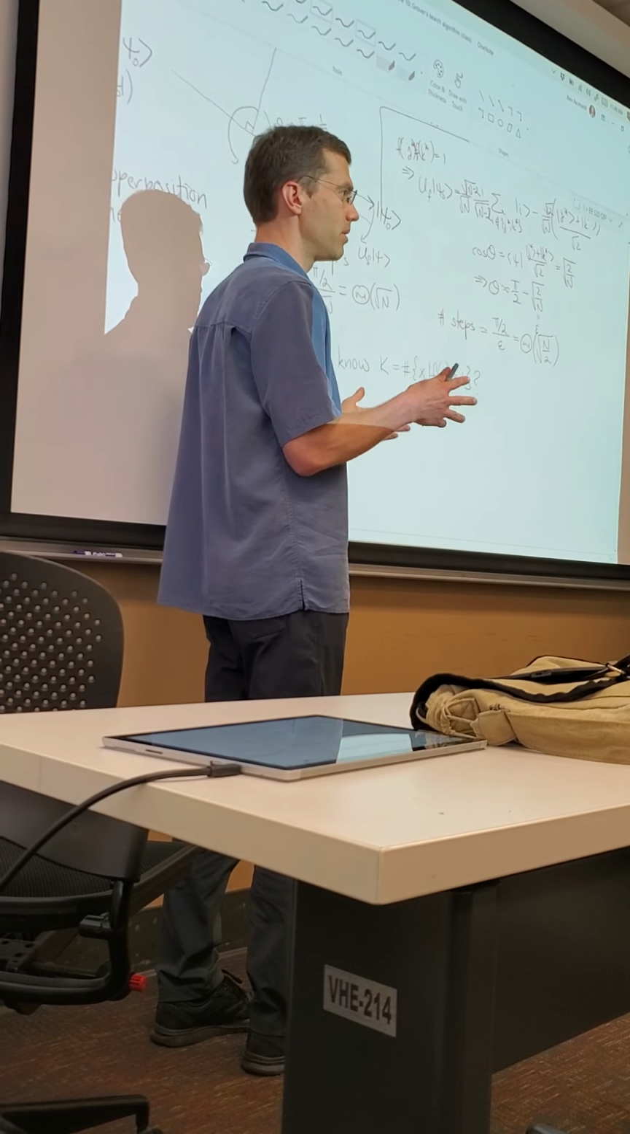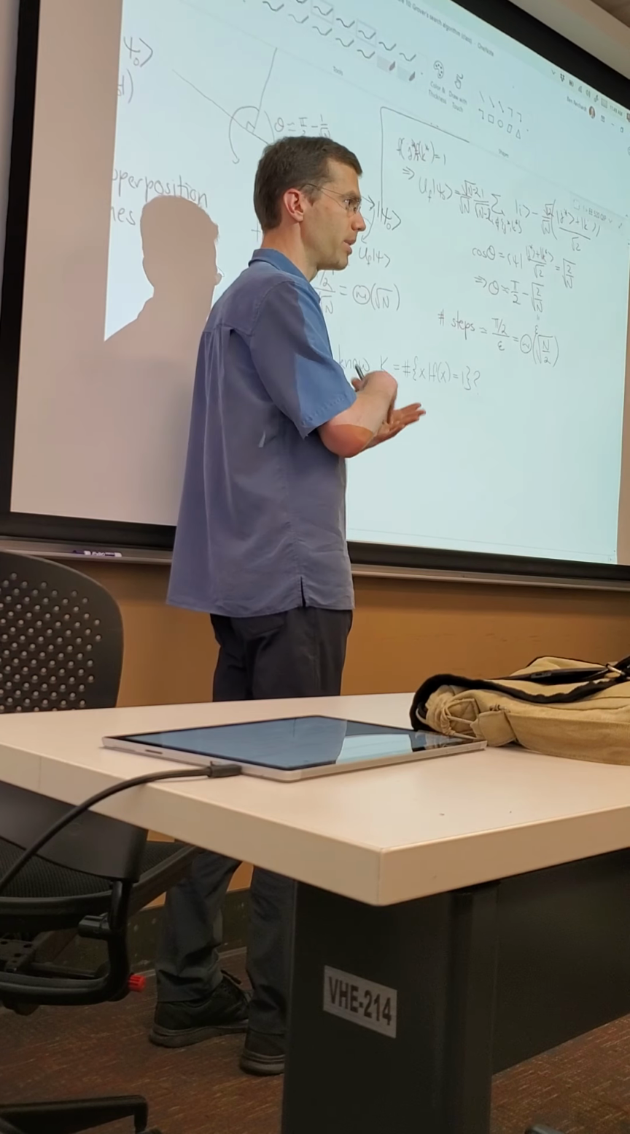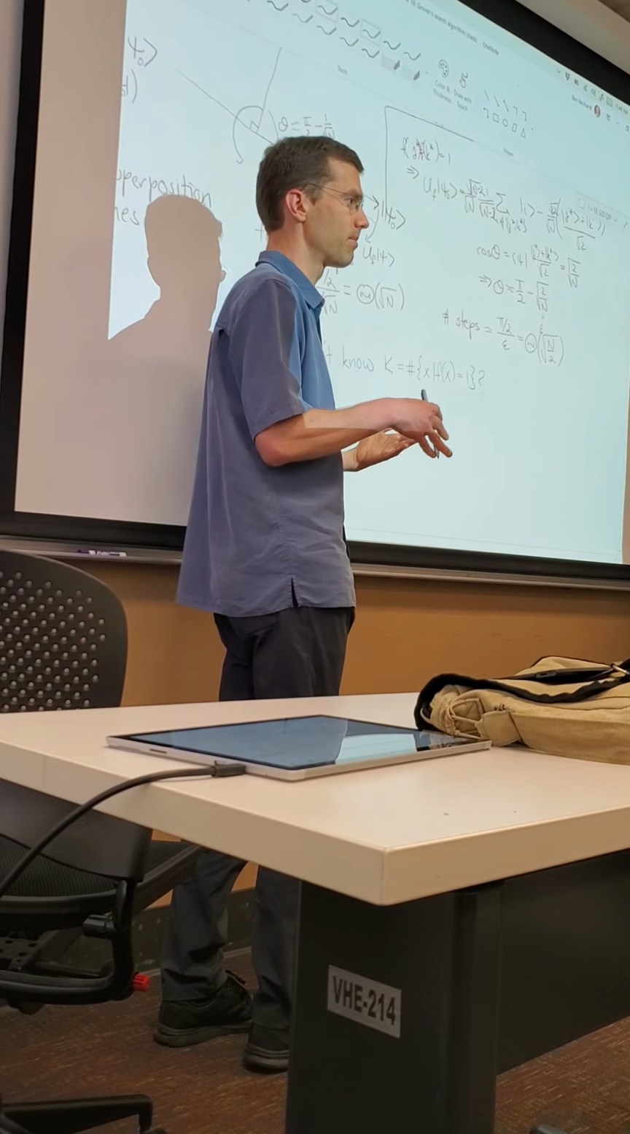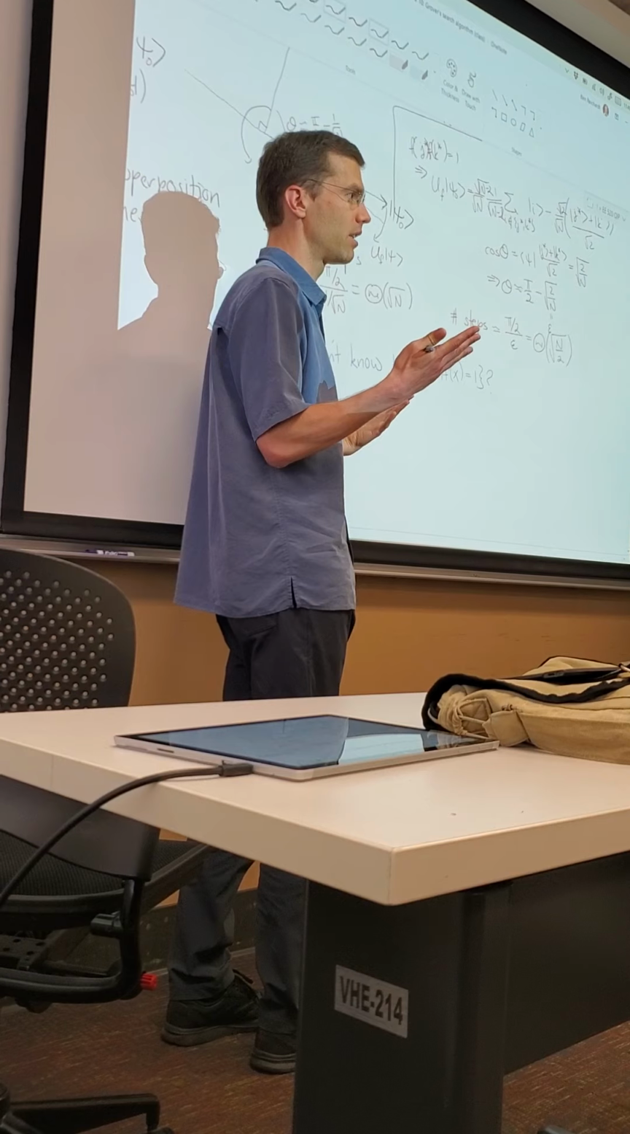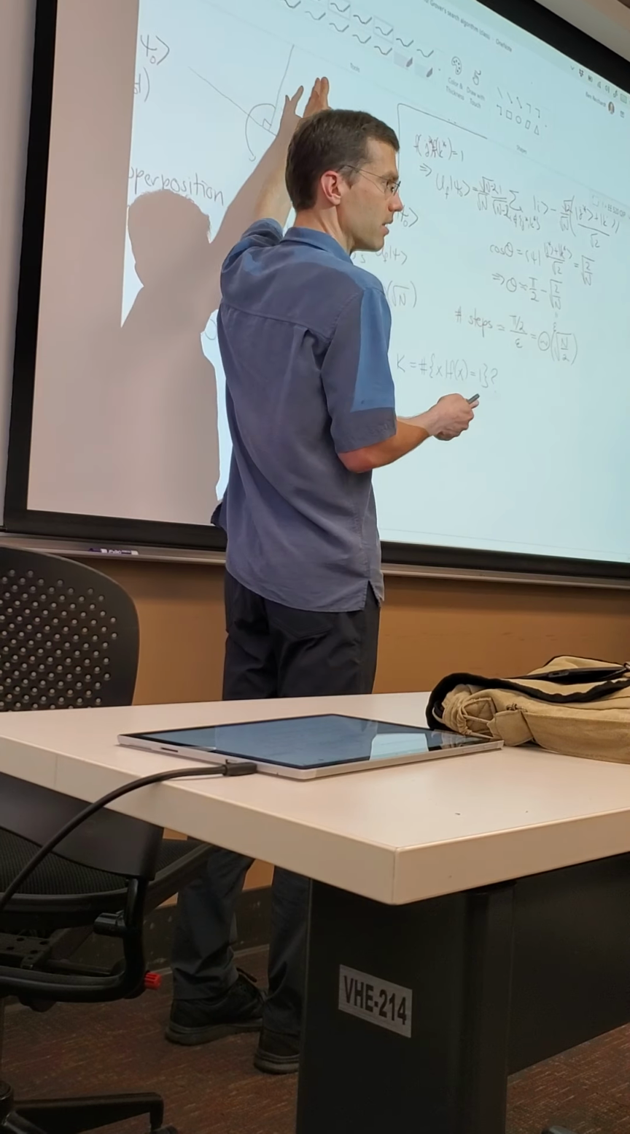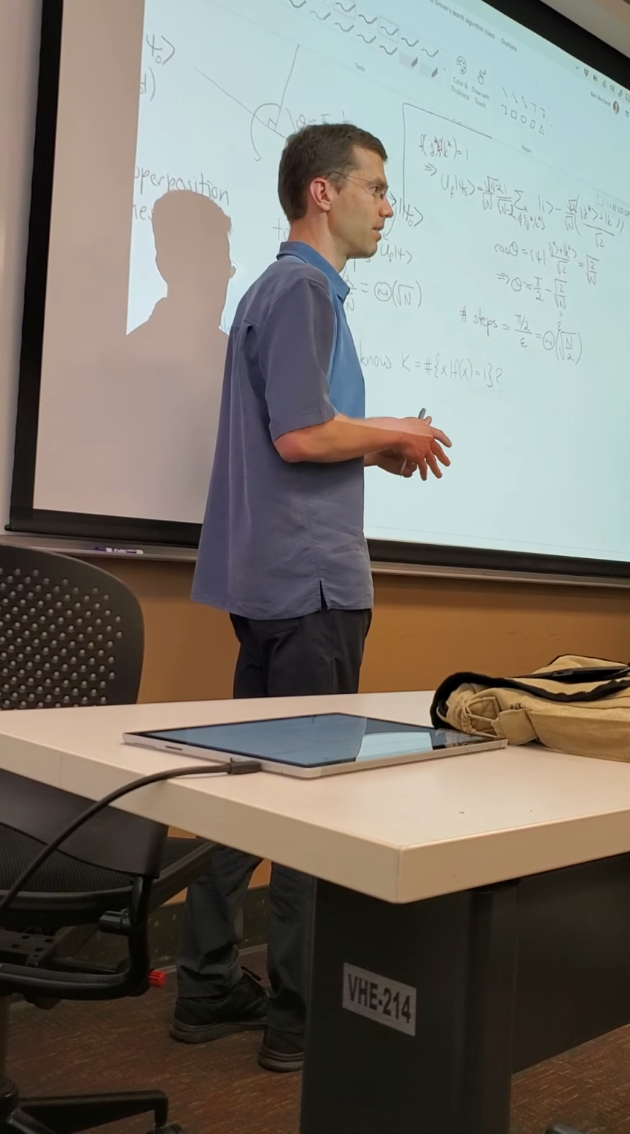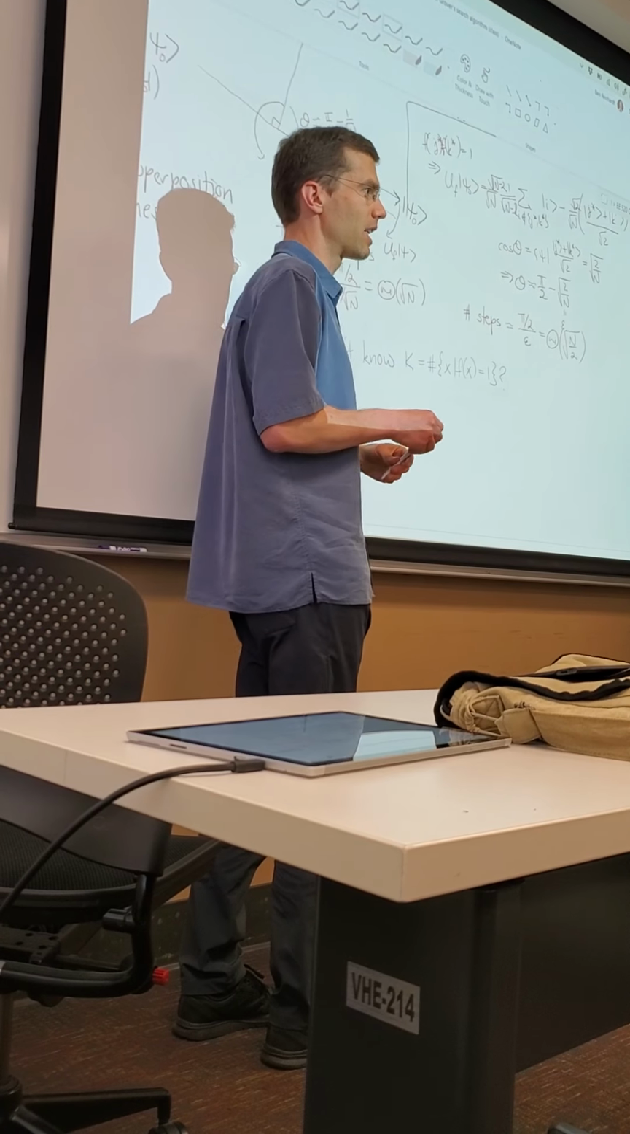So what you do is you measure the index. You measure the index in the computational basis. It gives you some index j. It could be the j star that you're looking for, or it could be something else that got unlucky.